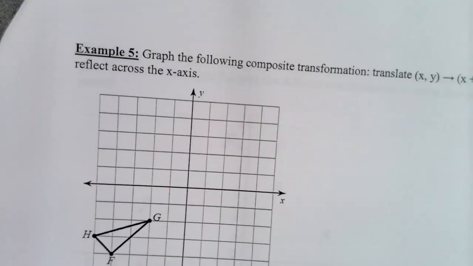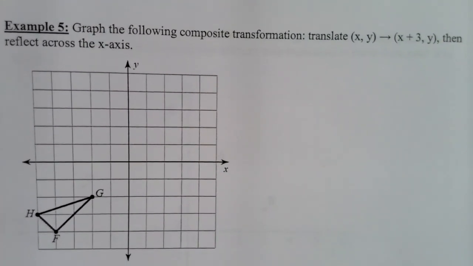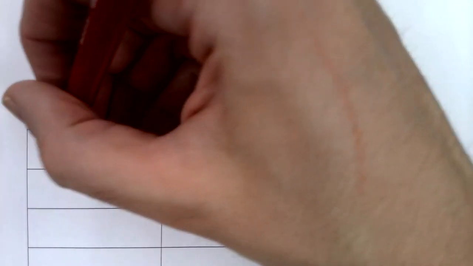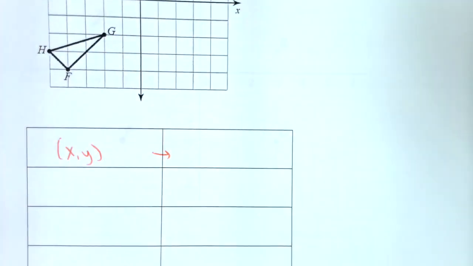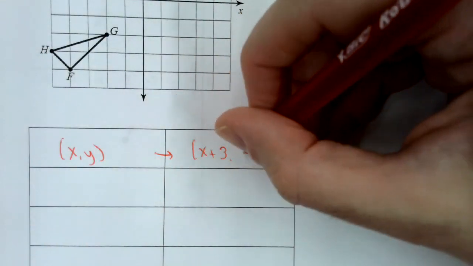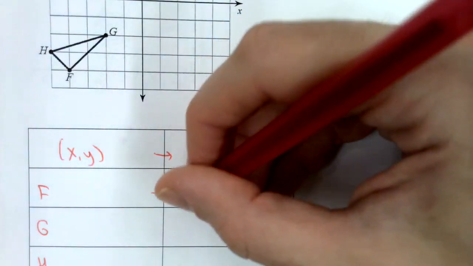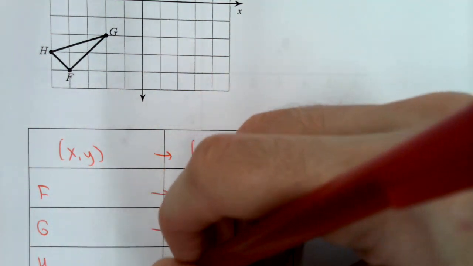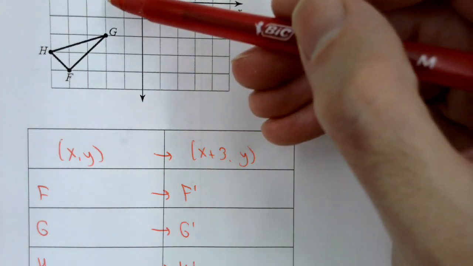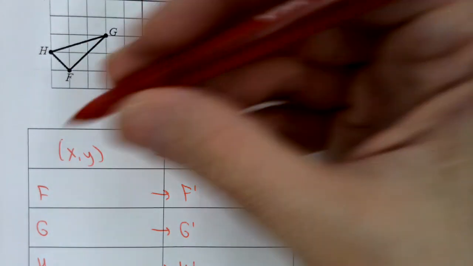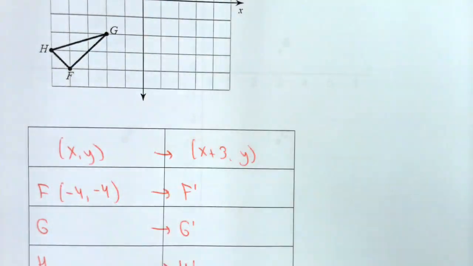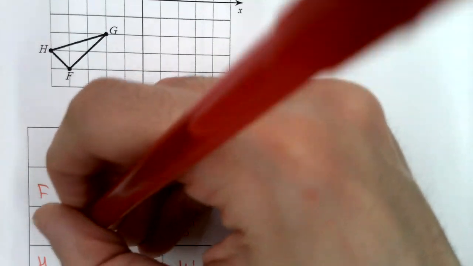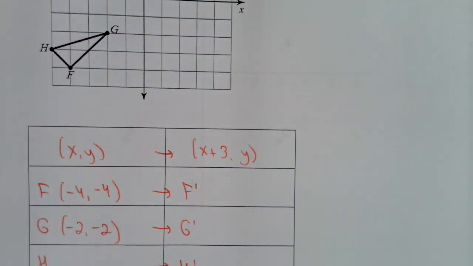Example 5. First, we're going to do a translation. So translate xy maps onto x plus 3, y, and then reflect across the x-axis. So translation first. The translation it said to do is xy is going to map onto x plus 3, y. Let's go in alphabetical order. FGH going to map onto F prime, G prime, H prime. F is negative 4, negative 4. G is negative 2, negative 2. H is negative 5, negative 3.